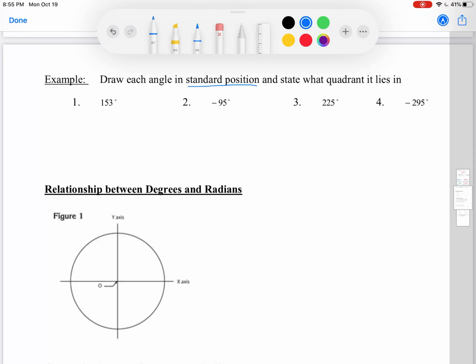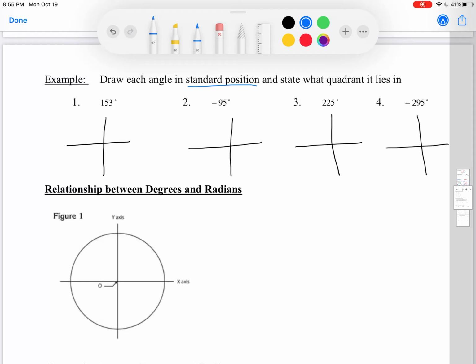So for example, 1 through 4, it asks us to draw each angle in standard position. So if we think again what standard position means, we have to have our initial side on the x-axis. And then we also need to state what quadrant it lies in. So for questions 1 through 4, I'm going to draw an xy coordinate here. Just knock them all out at the same time. It's just a sketch. I don't need anything perfect.